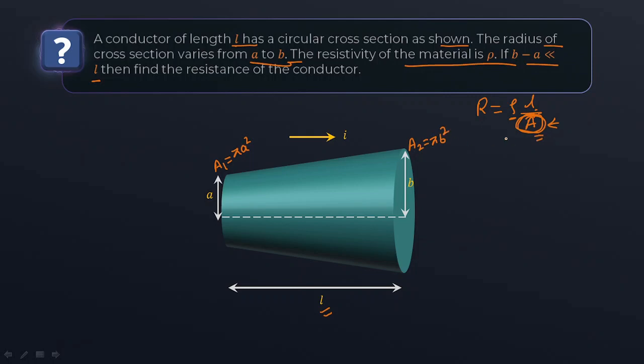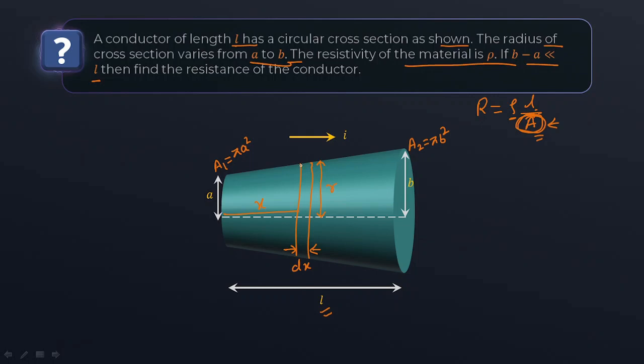We know that when there is no uniformity, there is some variation. So what we do is we consider one small element. Let us say at a distance x, we have taken one small element of thickness dx. Now for this element, let us say the radius at this point is r, right?